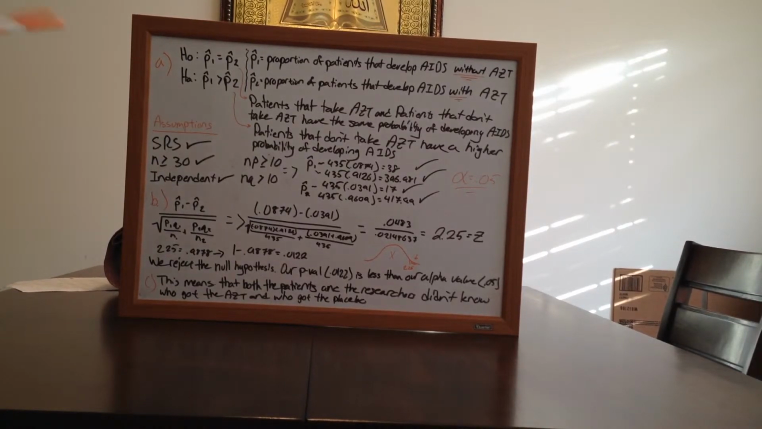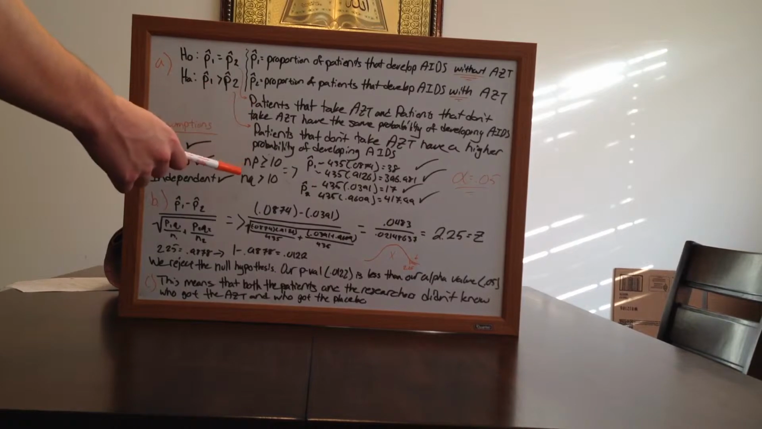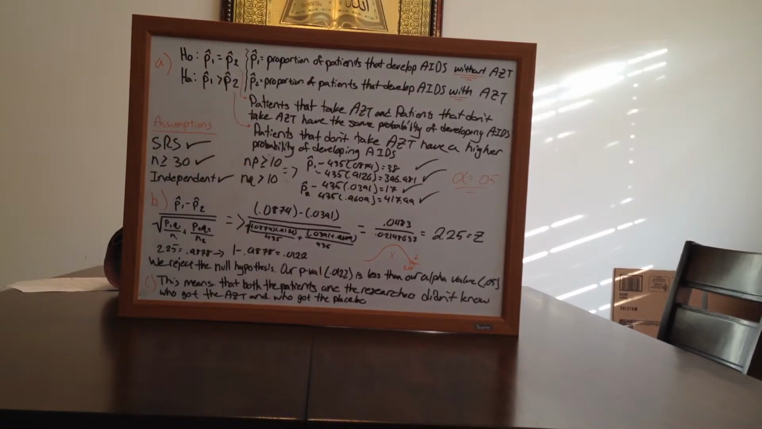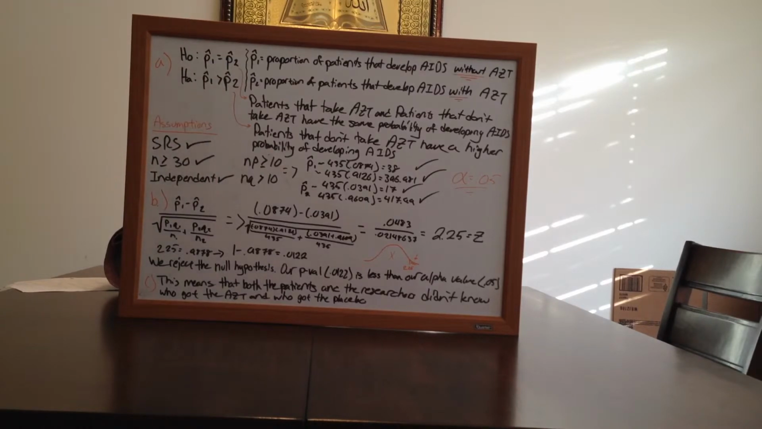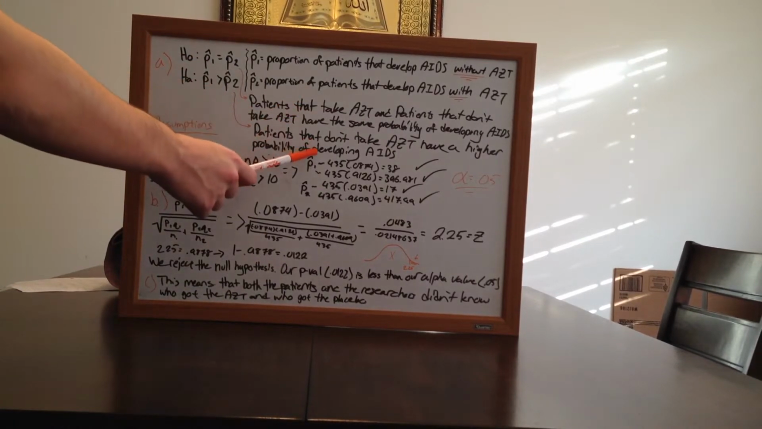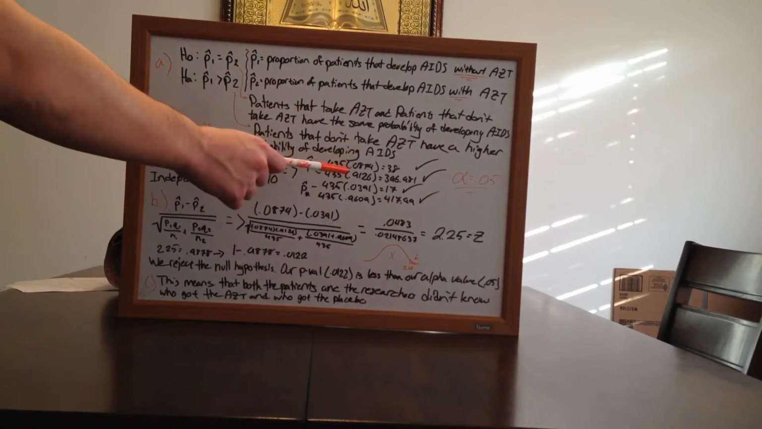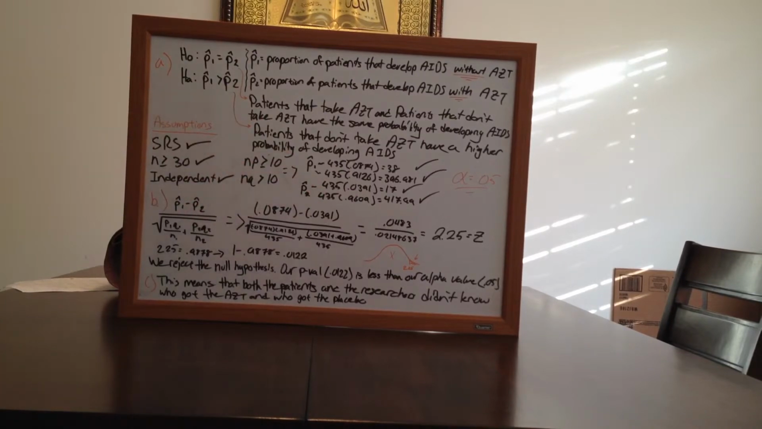Also, we need to check if the number times the probability is greater than or equal to 10. Also, if the number times the Q is greater than or equal to 10. The Q is basically 1 minus the P. So, as you can see, I did my P1 and also my P2, and they all checked out to be greater than or equal to 10.